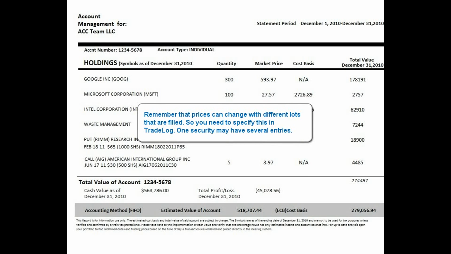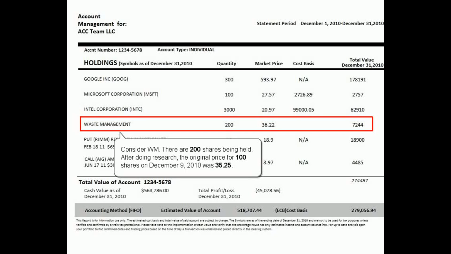Remember that prices can change with different lots that are filled, so you need to specify this in TradeLog. One security may have several entries. Consider WM. There are 200 shares being held. After doing research, the original price for 100 shares on December 9, 2010 was $35.25.